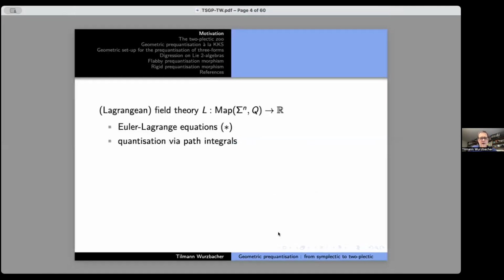And then there are typical ways to quantize it, either via path integrals, which are defined in some cases, so essentially in the free case, so it's not covering interactions, but by usual Feynman techniques, you can try to extend it. Even if as an integral it's not defined, it might be defined on a combinatorial level.